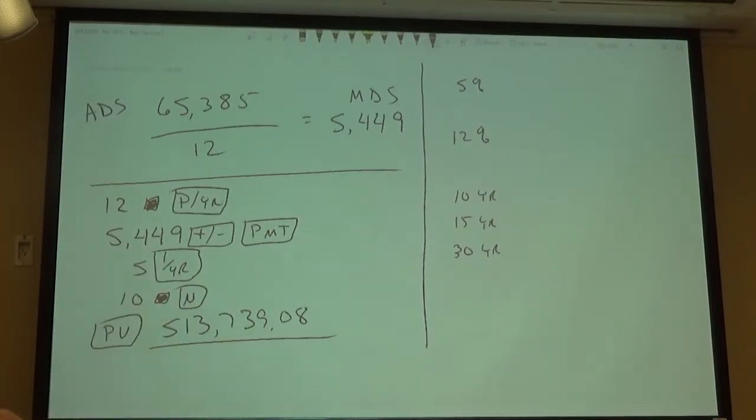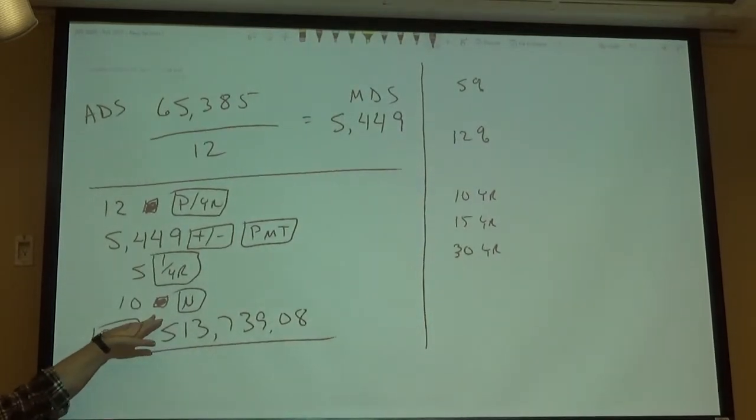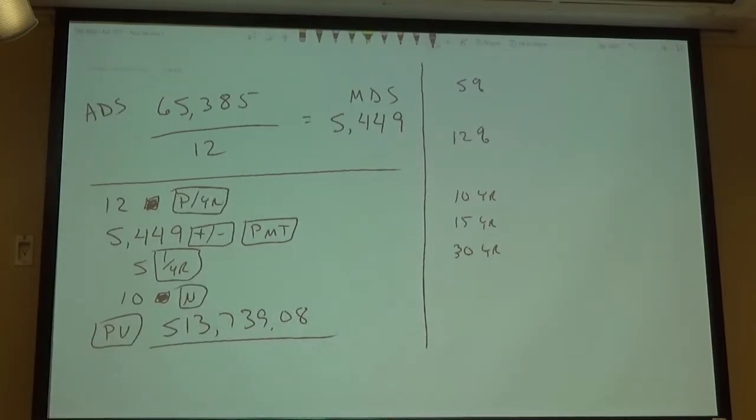Okay? So the best possible scenario that we could have is doing what? Lowering our interest rate and raising our term. That's going to maximize the amount we can borrow. Does that make sense, everybody? Yes or no? Yes. Okay?